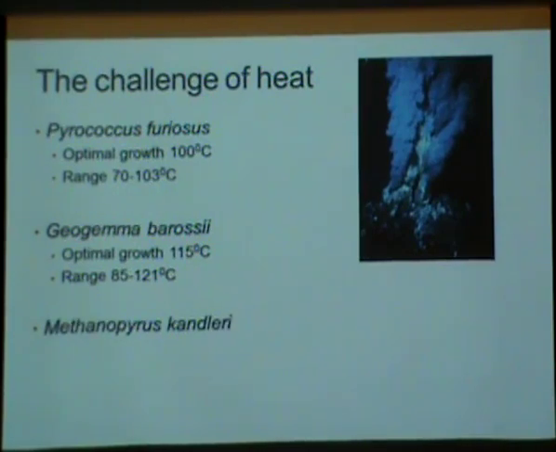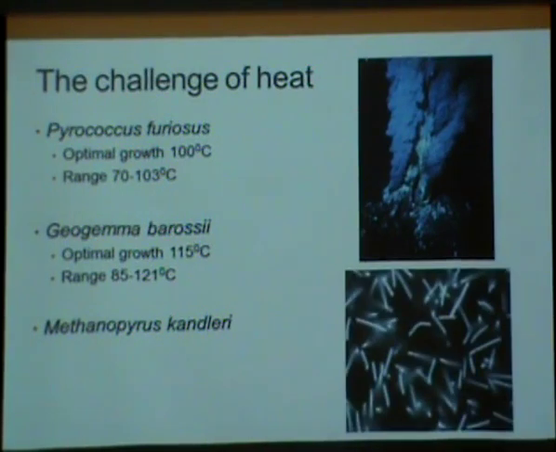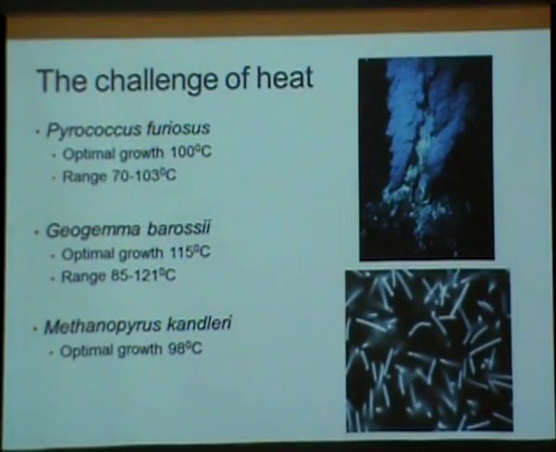Now, apparently the current record holder is this one, Methanopyrus kandleri. This is what it looks like. It has an optimal growth a little bit lower than the other ones, 90 degrees Celsius. But it can live at the hottest temperature. Now, we're talking about living in terms of being able to grow and divide. What scientists do know is that they can raise the temperature and it will still be alive. They can't kill it. And when they lower the temperature, it will start to divide again. So these are what we call extremophiles.